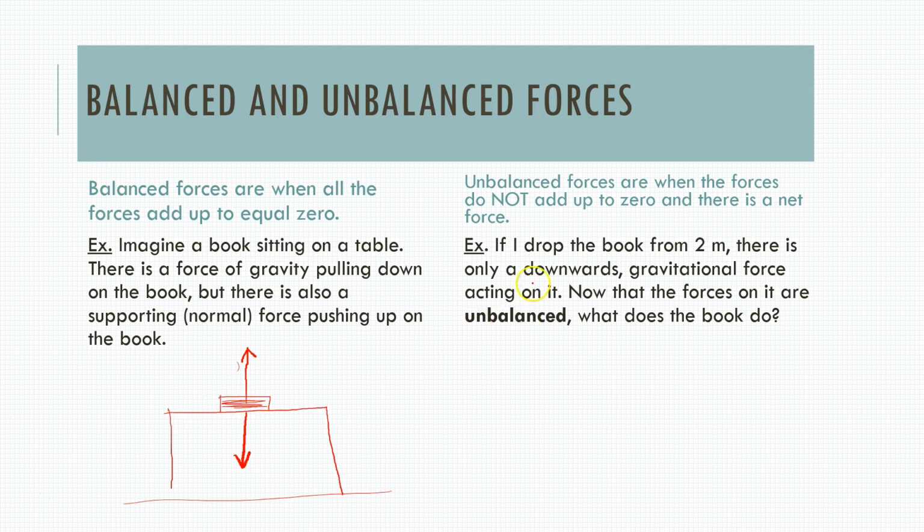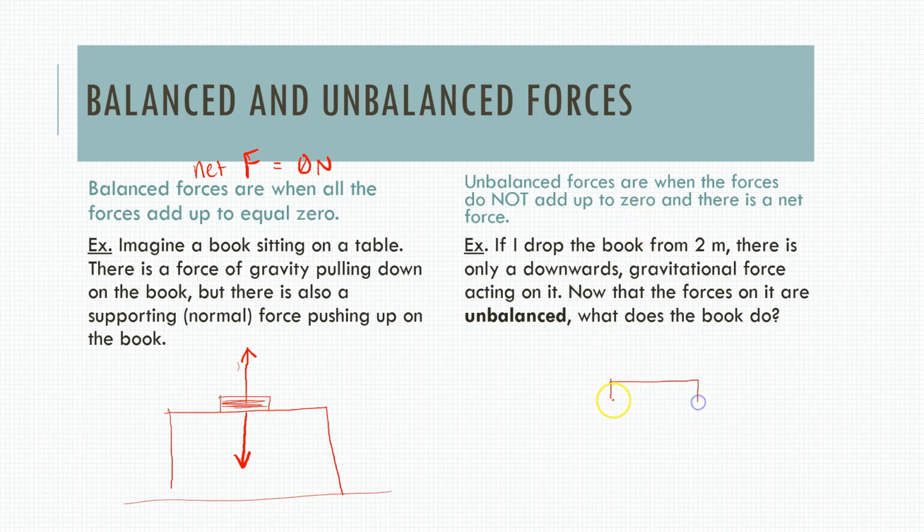Okay, so now what if they're unbalanced forces? This is when they don't add up to equal 0 and there is a net force. So on this side, balanced forces, we could write net force equals 0 newtons. When it's unbalanced, we have some sort of a net force. Net force equals some number of newtons.